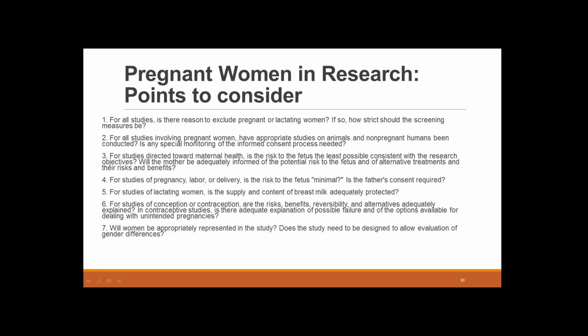Again, studies directed toward maternal health are the most important. And then, how does that impact the risk to the child? Will the mother be adequately informed of the potential risks to the fetus and the alternative treatments? Again, that's all part of the consent form. It's also true that in the consent form, one of the things that we are now trying to put is these are the risks for participating and these are the risks for not participating, or the risks for receiving a placebo. Again, that gives people the opportunity to make full, transparent decisions.